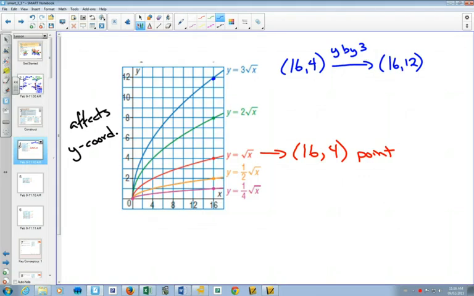On the green one, if we started with our original point, (16, 4), what do you think that 2 in front's going to do? Y by 2. So multiply our y value by 2, we get (16, 8).